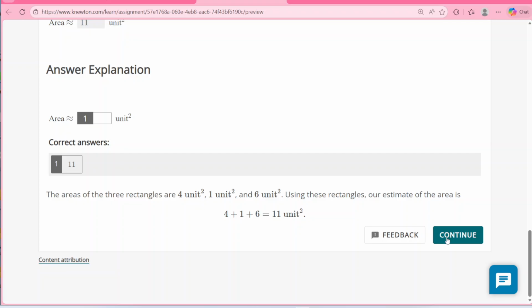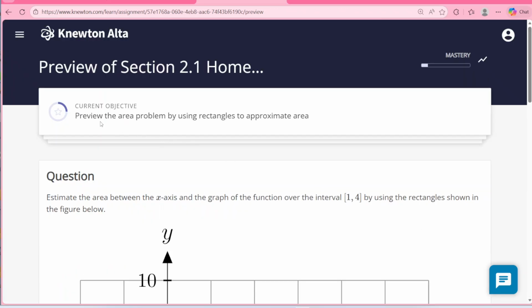All right, so I'm going to continue on. All right, so I'm given another question. So they didn't change objectives on me. That does happen on occasion in Knewton Alta, where they'll be doing some interleaving and switching objectives on you. But I'm still in the same objective, this area problem, using rectangles to approximate area. And you can see now that my progress wheel on that objective is about a quarter done. The mastery bar went up a bit. Right now I'm 13% complete.